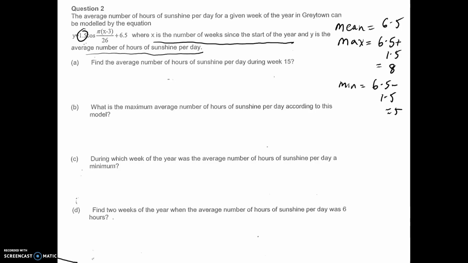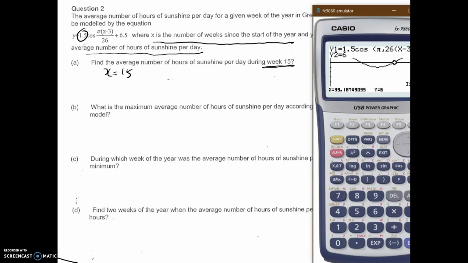Now let's look at the question. Find the average number of hours of sunshine per day during week 15. X is the number of weeks since the start of the year, so 15 is our X value, and the question is asking us to work out what Y is when X is 15. It's a straightforward substitution, and I'm going to show you how to do that on the calculator.